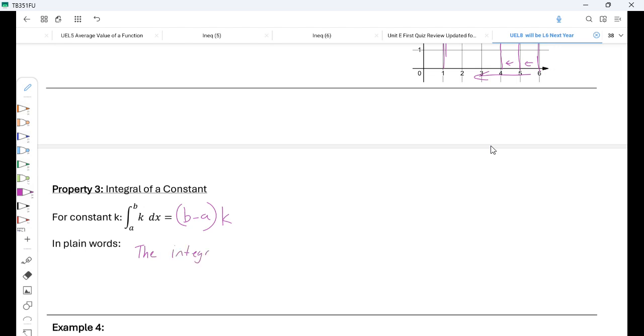The integral of a constant is the area of a rectangle with base b minus a and height k. This one is so unimportant that I won't even make a card for it. I was about to write a third card today and I said, no.